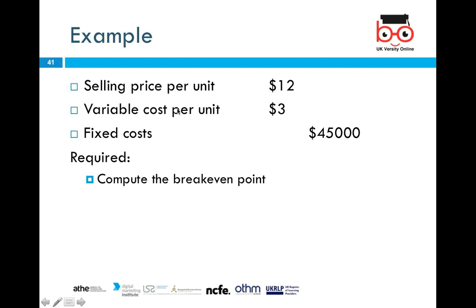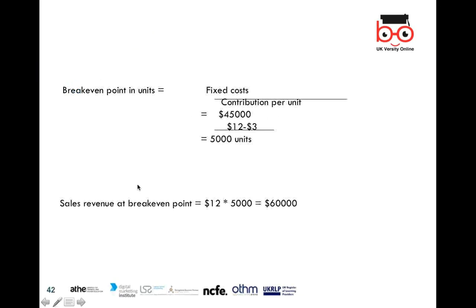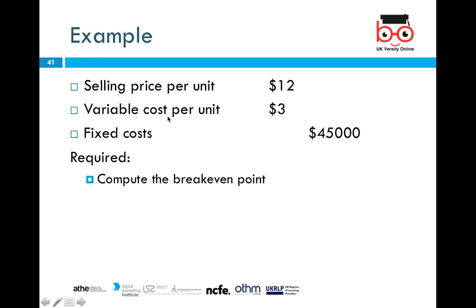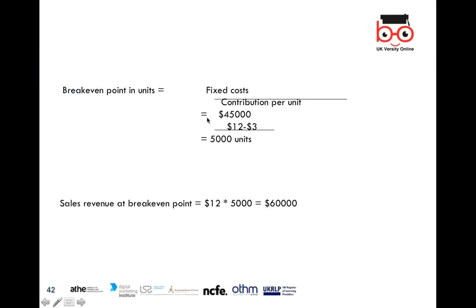And for example, if the selling price per unit is $12, the variable cost per unit is $3, and fixed cost is $45,000, what should be the break-even point? Okay, let's see. The fixed cost is 45,000, and this line should be here because this is a typo. The contribution per unit is selling price minus the variable cost per unit. That's our contribution. So that's 5,000 units, the break-even point in units.